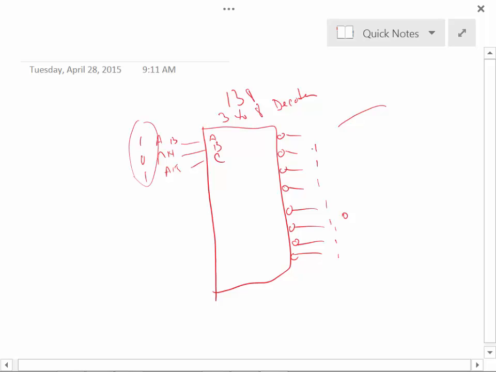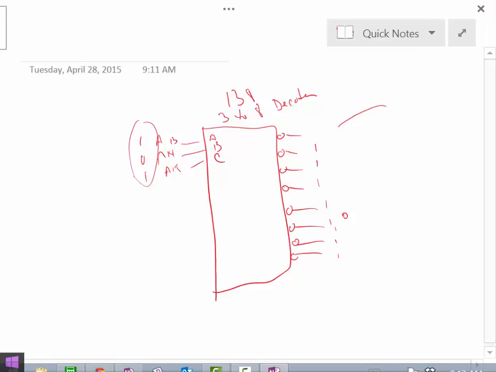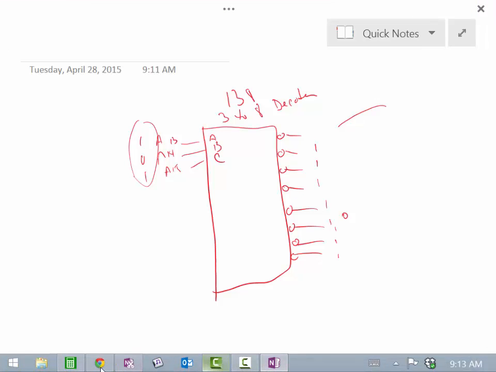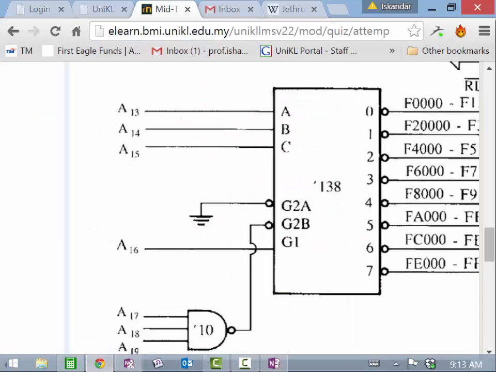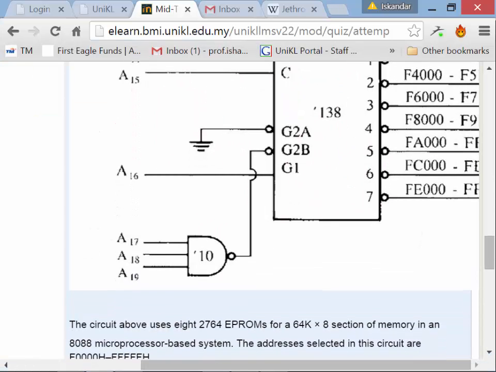Now that is not the key to this problem. That tells me what happened. That will tell me which chip is selected if I ask that question. But you need to understand the circuit completely. Now, going back to this circuit right here, on this circuit, I've got 3 chip selects.